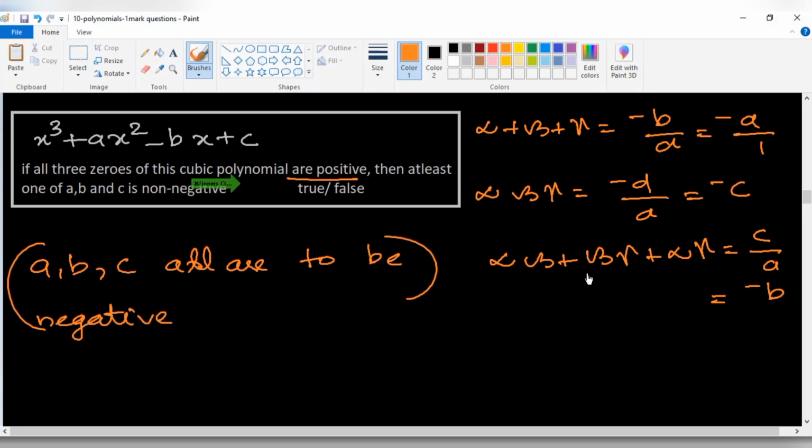Then the last identity: alpha beta plus beta gamma plus alpha gamma is equal to c by a. Here, in place of c we have negative b, and a is 1, so it is negative b. See, alpha, beta, gamma all are positive, so this should be a positive number. If this should be positive, b should also be negative. Otherwise, minus b will not be positive. So we can say that a, b, c all have to be negative. In the question, it is given that at least one of a, b, c is non-negative. No, that is not true, right? Actually, a, b, c, all the three should be negative.